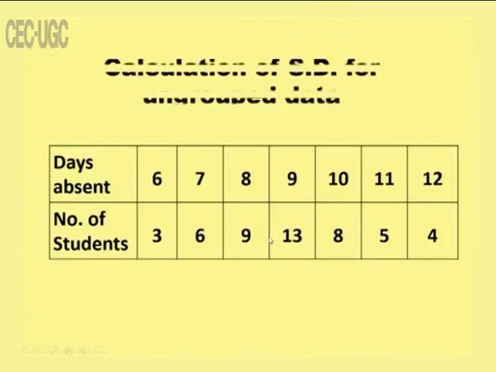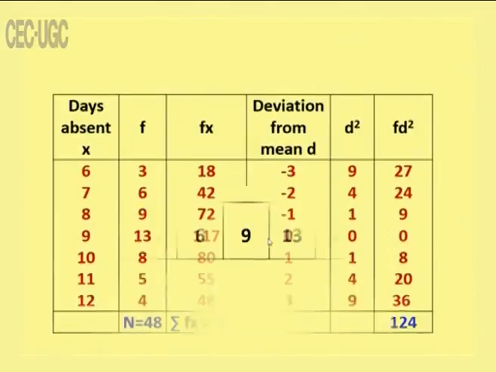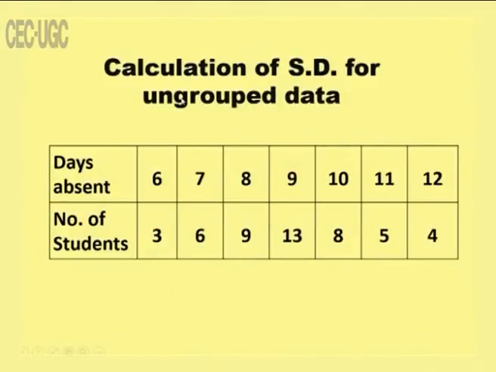Now, let us take a practical example. Some data set is given, and first let us take an ungrouped data: the days absent and the number of students. So, the days absent are 6, 7, 8, 9 and so forth, and for each number of days absent, how many students? That means 3 students were absent for 6 days, 6 students were absent for 7 days, and like that. So, it is an ungrouped data.